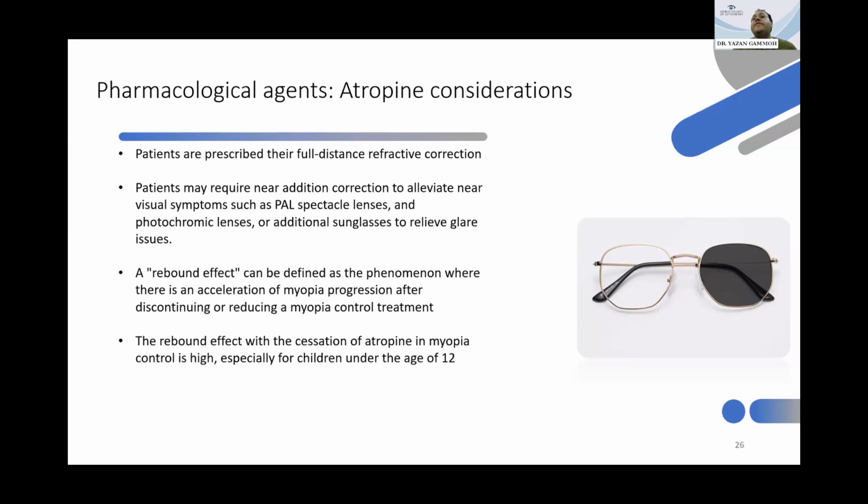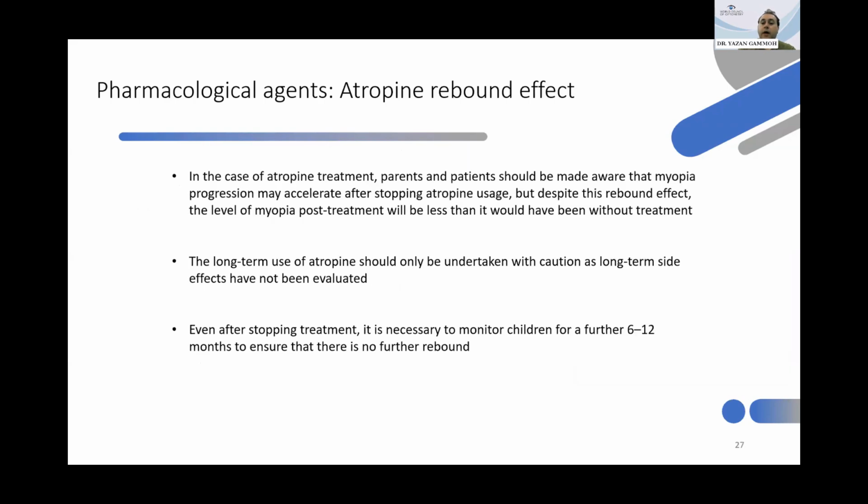We need to consider the rebound effect, and this is something we need to consider heavily with atropine. After discontinuing or cessation of atropine, we will see an acceleration of myopia progression, although much less with the 0.01% dose, it's still there, unfortunately. Okay. Patients and parents should be aware that this rebound effect should be considered.